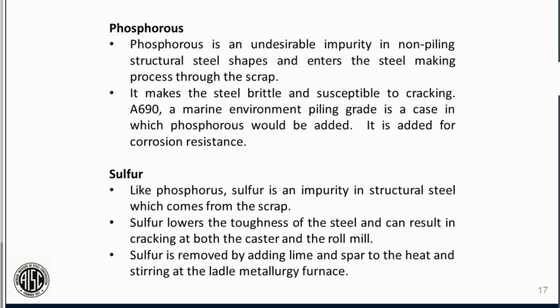So, phosphorus. Typically, phosphorus is an undesirable impurity in non-piling structural steel shapes. We do our best to minimize that. There is one exception, ASTM A690, a marine environment piling grade, in which phosphorus is added intentionally for corrosion resistance, but it negatively impacts toughness. And sulfur, again, is something we try to get rid of in the steel. We try to process that out, and we'll explain that. It's an impurity, and it lowers the toughness of the steel. It's removed by adding lime and spar at the ladle metallurgical furnace. And we'll explain how that process goes next. Next slide, please.